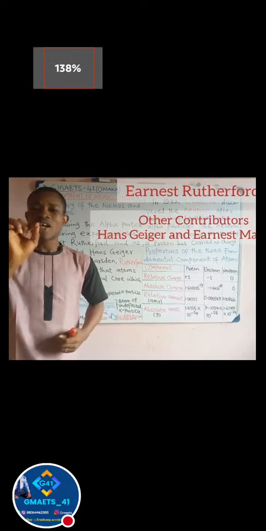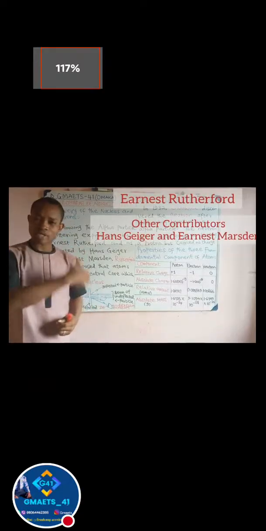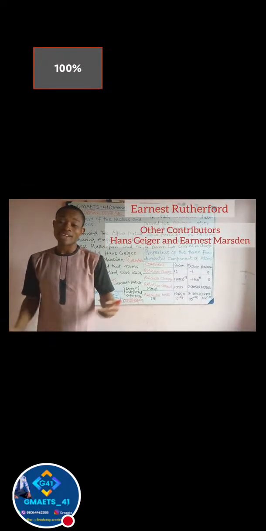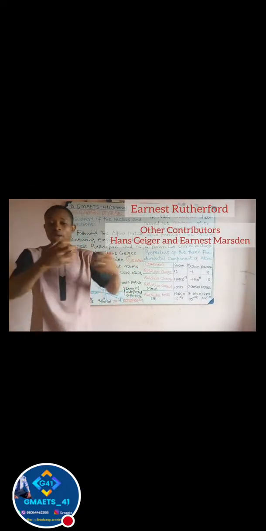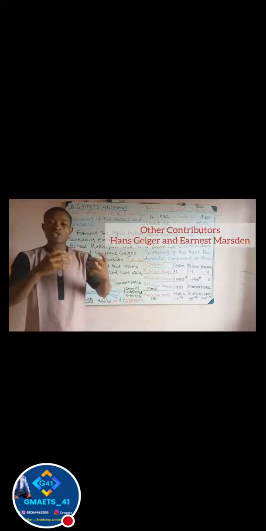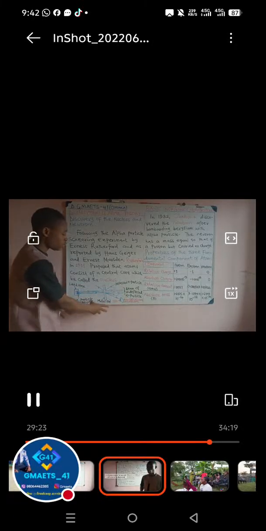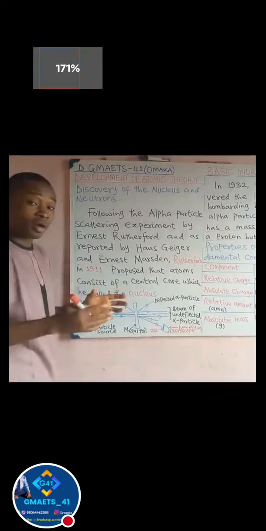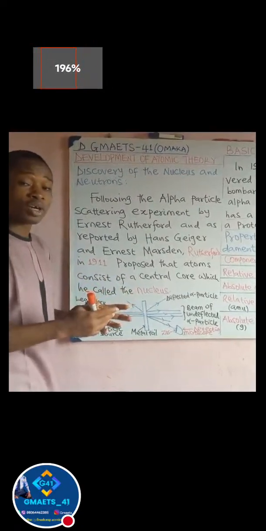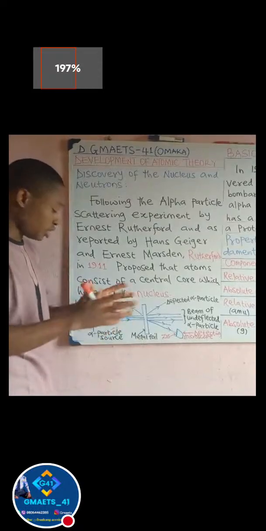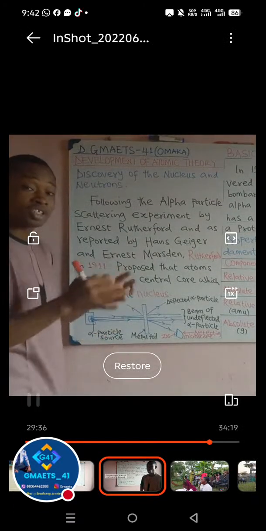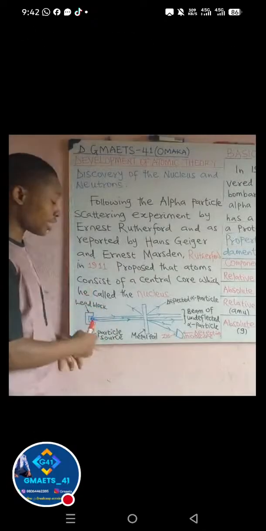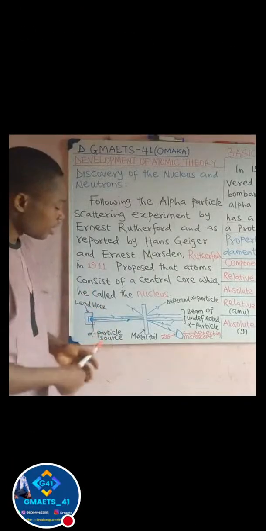It was after which Hans Geiger reported to Rutherford that actually they've seen some alpha particles bouncing back to the source from which it was projected. On the bottom, we have the diagram showing the alpha particle scattering experiment. This is the source of the alpha particle. It has been shielded by lead block. Alpha particle is radioactive, so it needs to be shielded by lead block. Lead block shields them. Is that okay? Because being radioactive, it can be dangerous to health.